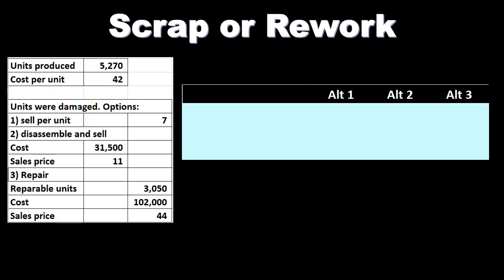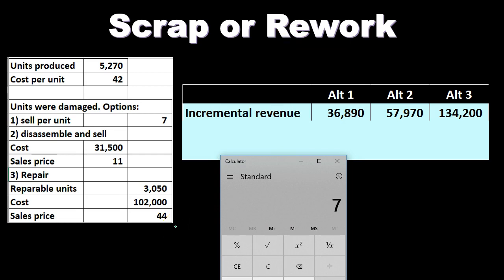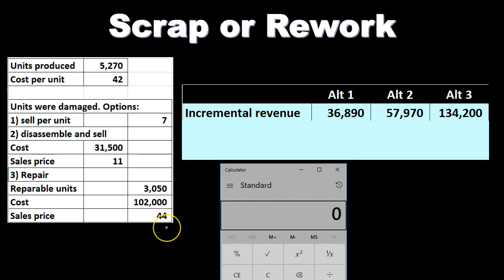Think about what our best decision-making process is, alternatives 1, 2, and 3. We're going to start with the incremental revenues. Option 1 is $7 times our 5,270 units, which is $36,890. Option 2, the revenue side, is $11 times the 5,270, which is $57,970. And option 3 is $44 times 3,050, because these are only the units we could salvage of the 5,270 if we were to rework them. So 44 times 3,050 is $134,200.